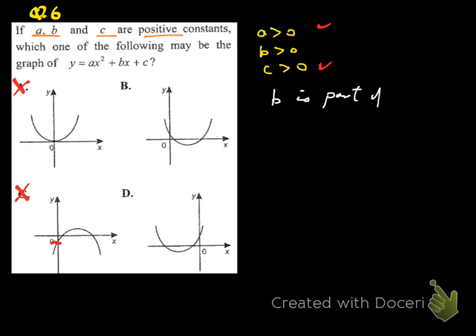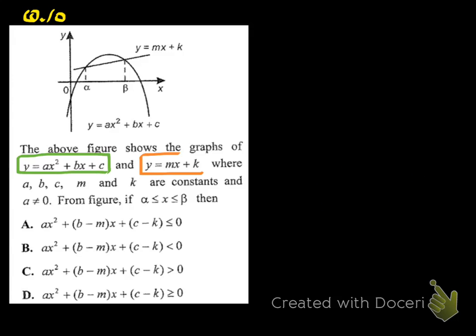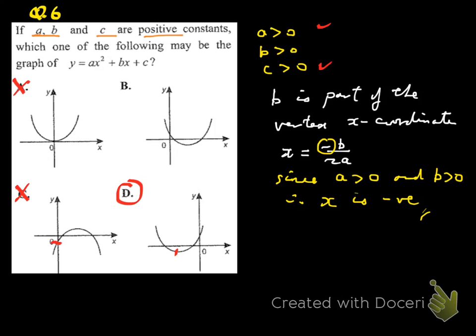B is actually part of the x-coordinate of the vertex. So the x-coordinate of the vertex is minus B over 2A. Now since A is bigger than 0 and B is also bigger than 0, that leaves us that x must be negative. If x is negative, that means the x-coordinate of the vertex is on the left-hand side. Hence the answer here should be D. Okay, so have a look at this carefully and make sure you understand.